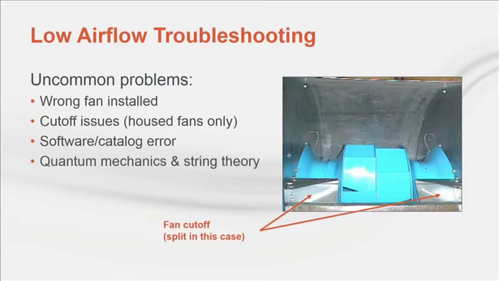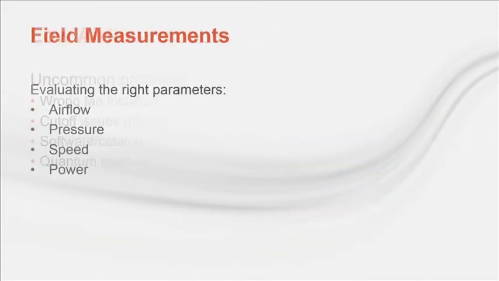The nice thing about fans is that they are very predictable and follow the fan affinity laws. Although it's theoretically possible that there's some underlying physics that could be the culprit for a low airflow problem, it's highly unlikely. Any investigation should start with measurement of the 4 basic fan parameters: airflow, pressure, speed, and power, the latter indirectly by measuring volts and amps.